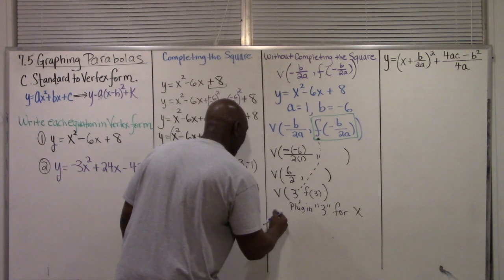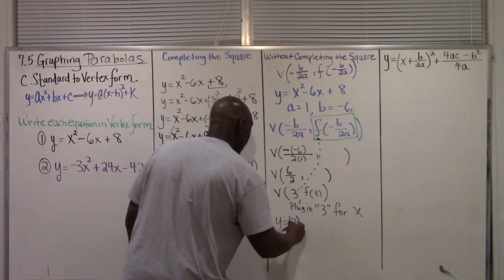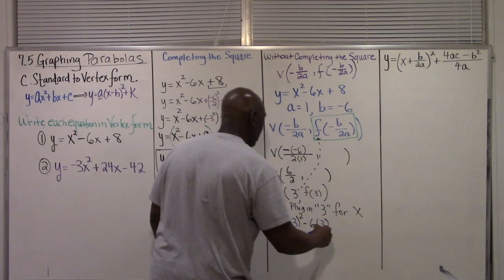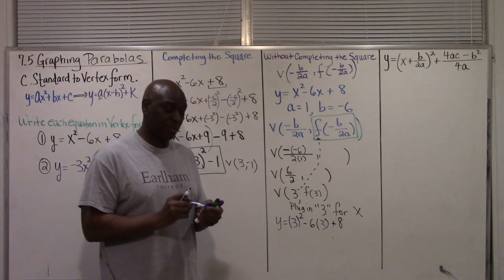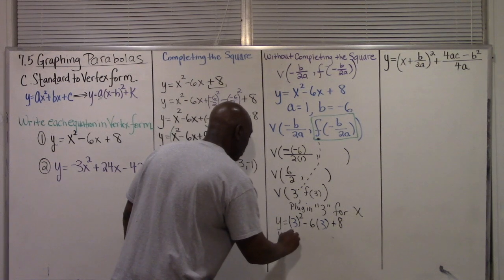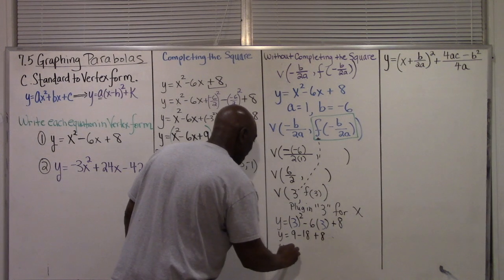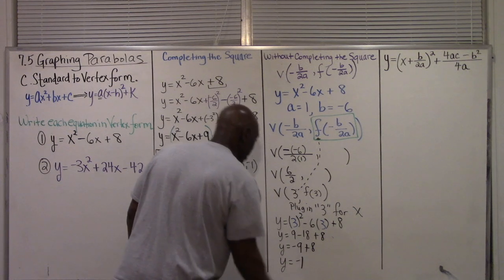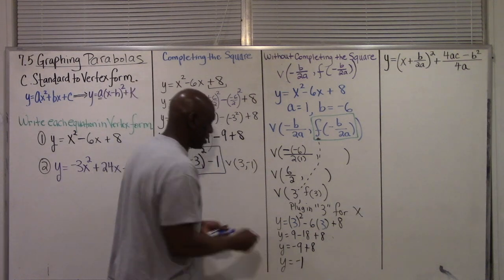So y is going to equal 3 squared minus 6 times 3 plus 8. Tell me what y is. Let's go. Y equals 9 minus 18 plus 8. Y equals negative 9 plus 8. Y equals negative 1. There you go. That's what's missing. There's your other part of the vertex.